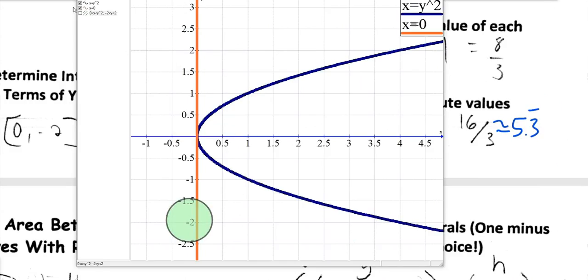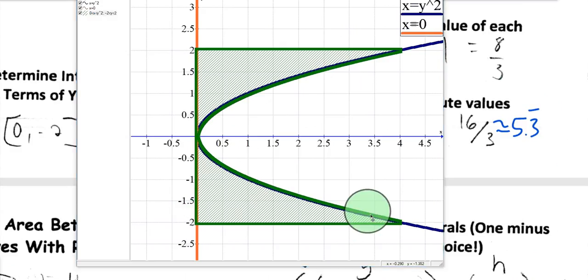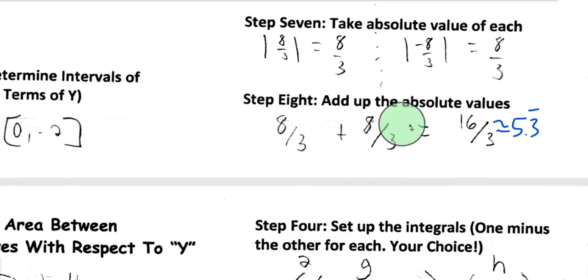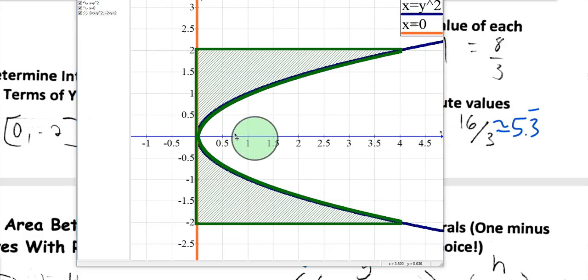And we can see that we have this first shaded region, which we found to be 8/3. And then the second shaded region, we got negative because we did 0 minus y squared. So this minus this, which is going to give us negative, right? Negative 8/3. But if you make it positive, it won't matter. And if you add these two areas up, 8/3 plus 8/3, you get 16/3, which is the area between these two curves with respect to y.